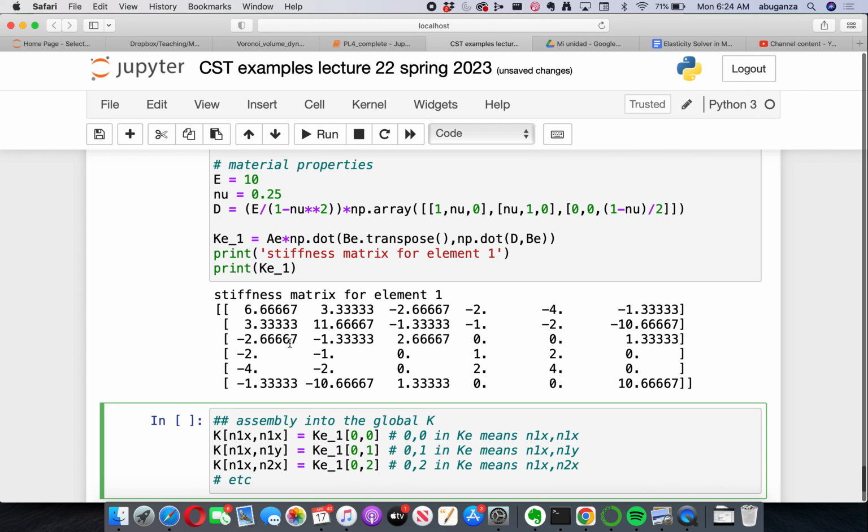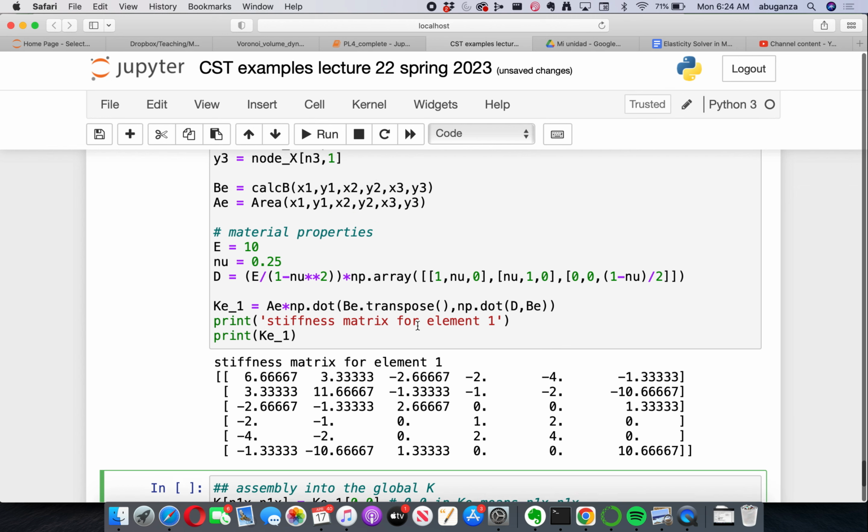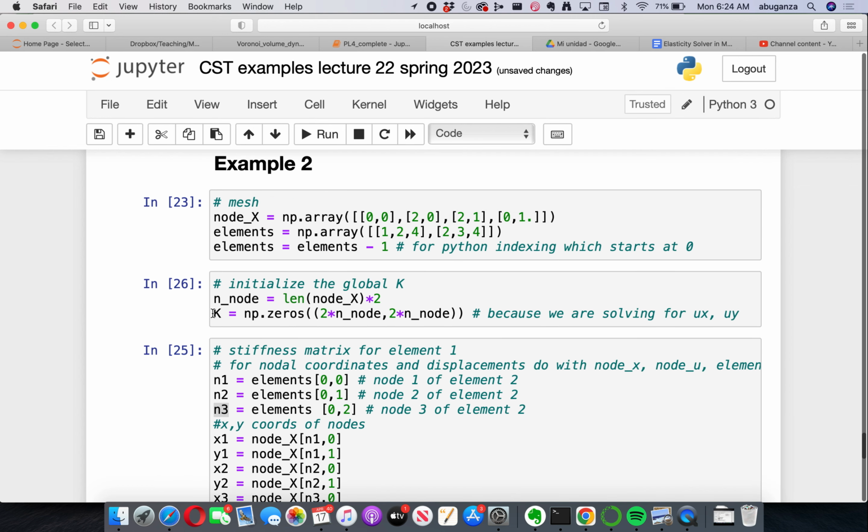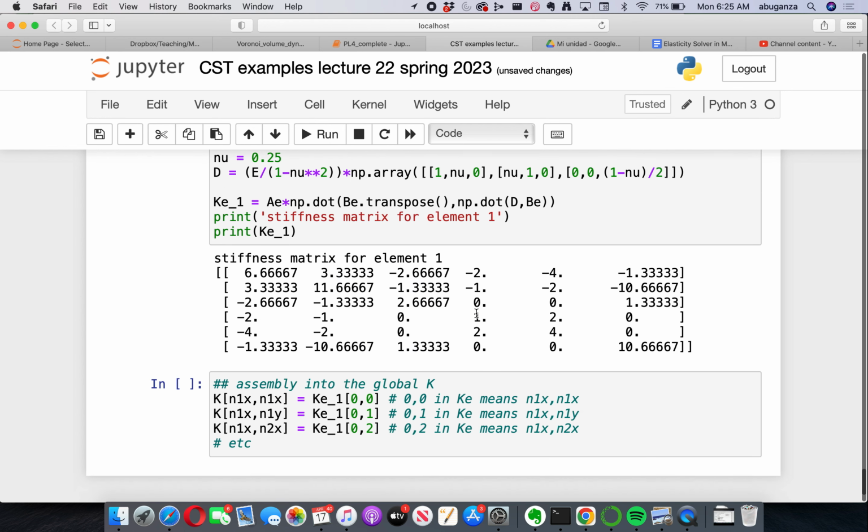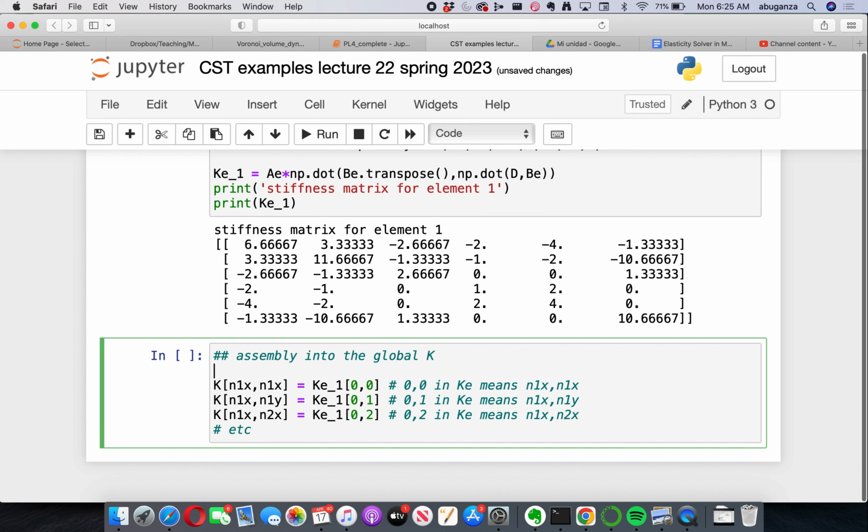What you need to see is that for the local stiffness matrix, or the element stiffness matrix, these both correspond to the first node of the element, but x and y, then x and y, then x and y. And our global stiffness matrix is actually 2 times the number of nodes by 2 times the number of nodes. This is because for every node we have x and y. So n1x means I need to take n1 and then split it. Out of n1 I need to get a value for n1x and a value for n1y.